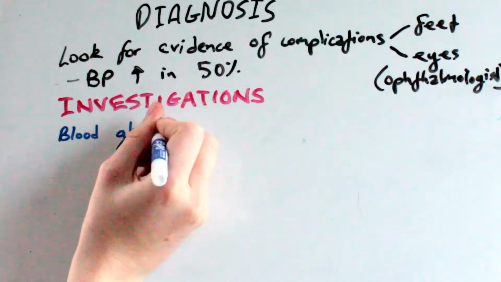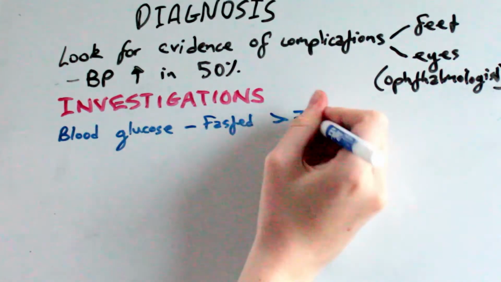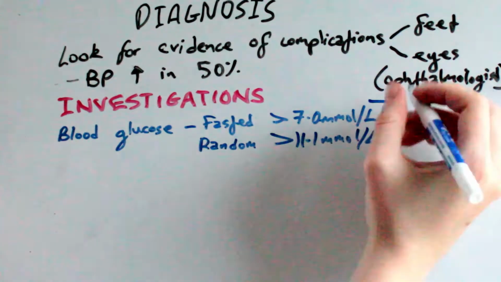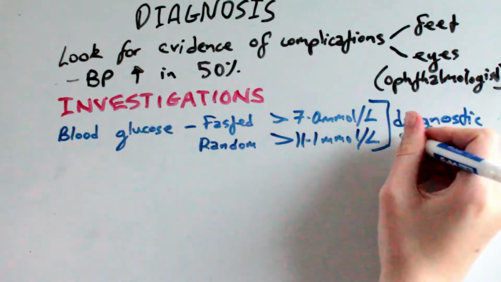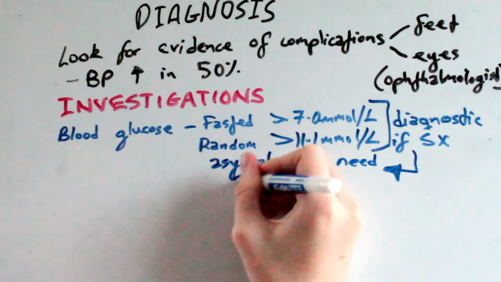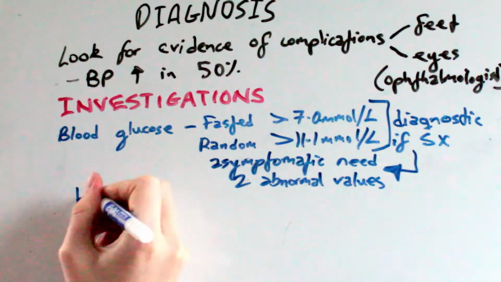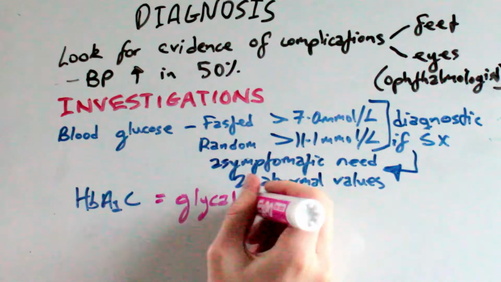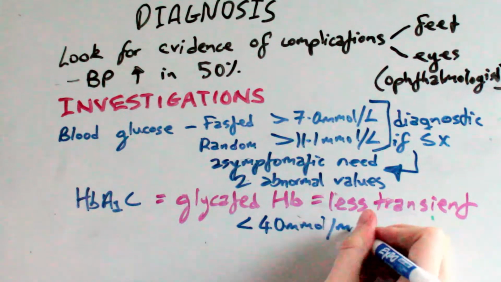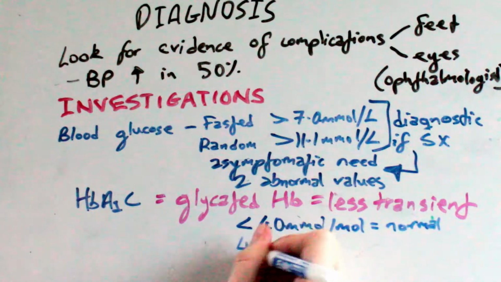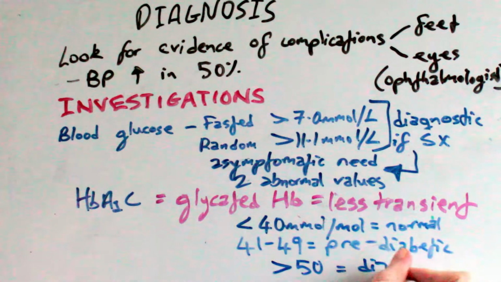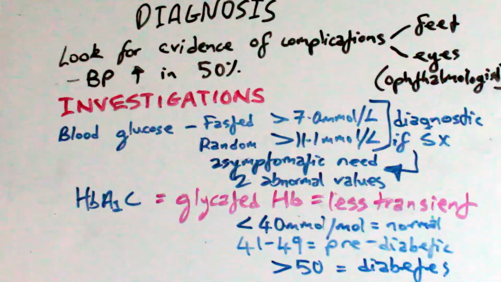Investigations to consider are blood glucose, a fasted value higher than 7 millimoles or random higher than 11.1 millimoles will be diagnostic if the patient is symptomatic. Or in asymptomatic patients, we need 2 abnormal values to diagnose. HbA1c is a measure of glycated hemoglobin, which is much less transient than blood glucose. Less than 40 millimoles per mole is normal, while 41 to 49 indicates prediabetes and higher than 50 indicates diabetes.